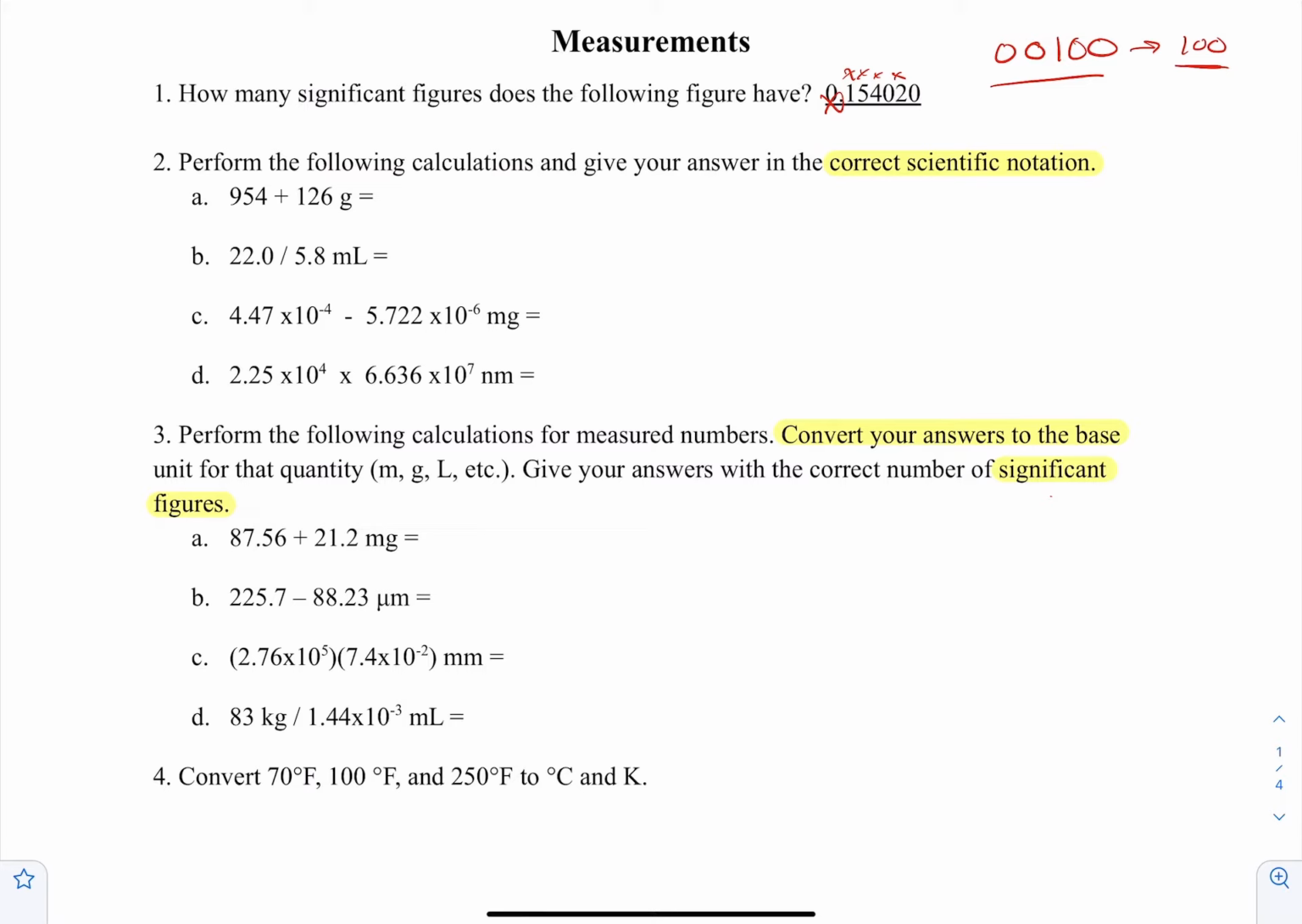Now, trapped zeros, trapped meaning trapped between two significant figures, are always significant. So that's going to be significant. By default, just by being between two significant figures, it becomes significant. Now, for this last zero here, it's a trailing zero, and there's a decimal here. A trailing zero after a decimal will always be significant. So this has 6 sig figs.